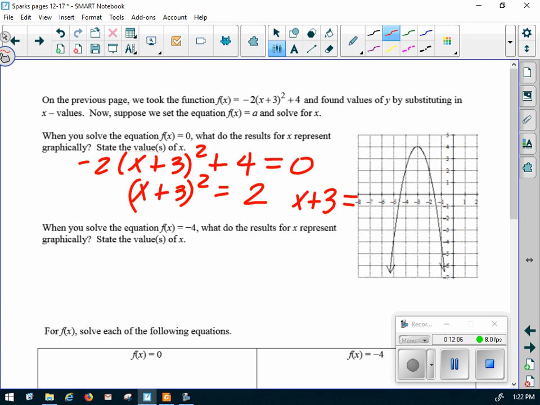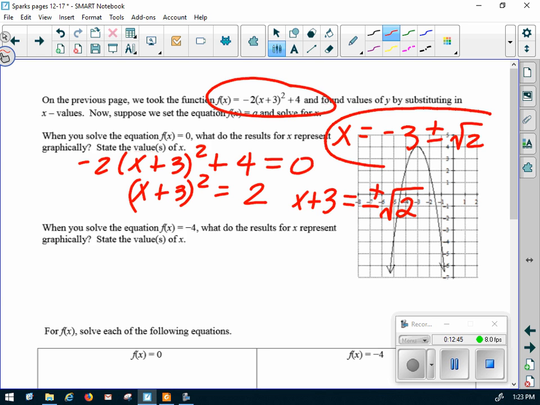I want to ask you a question. How many answers should this have? Why 2? The biggest exponent is a 2. If I just do this, and then I solve it, how many answers am I going to have? Just 1. What did you forget? Plus or minus the square root of 2. When you take a square root, remember it's plus or minus. So x equals -3 plus or minus the square root of 2.